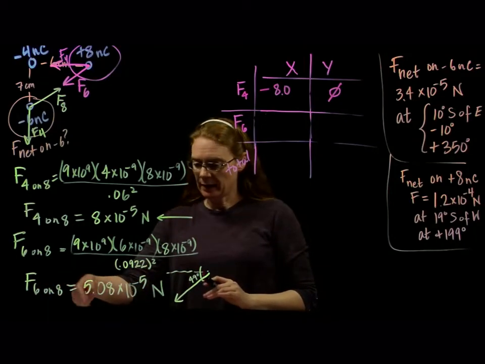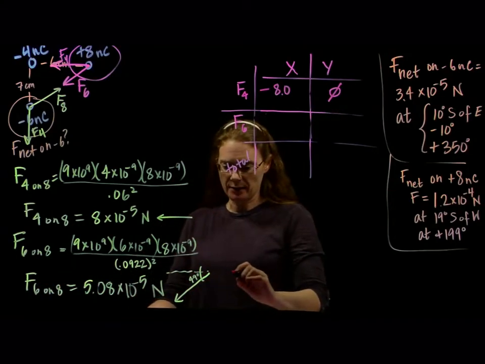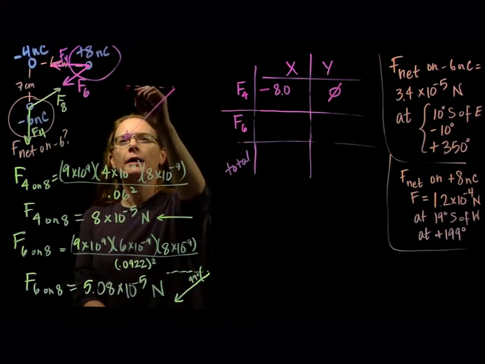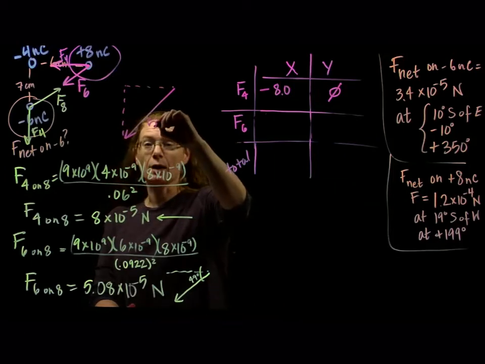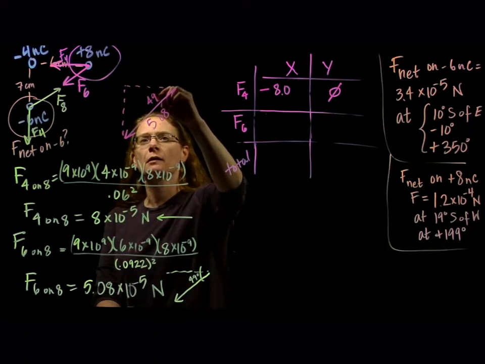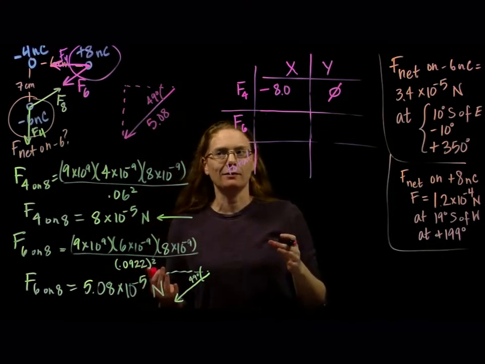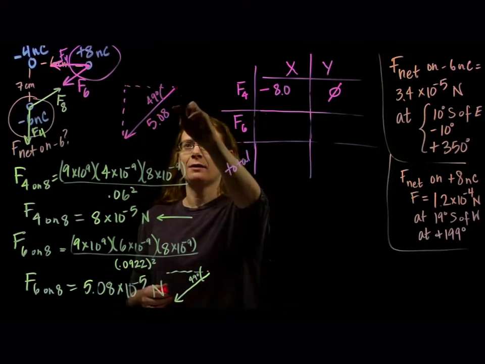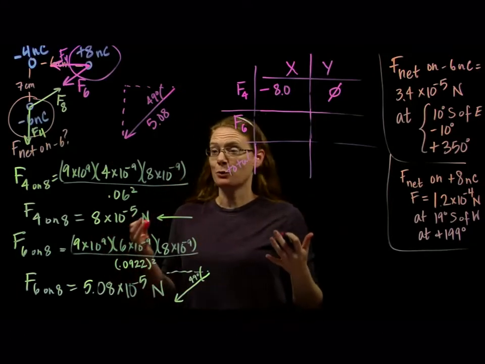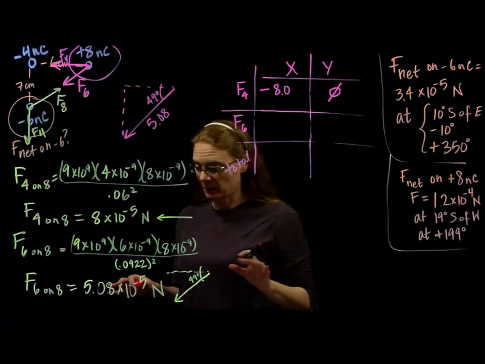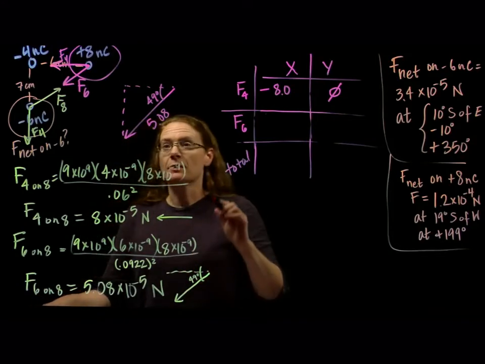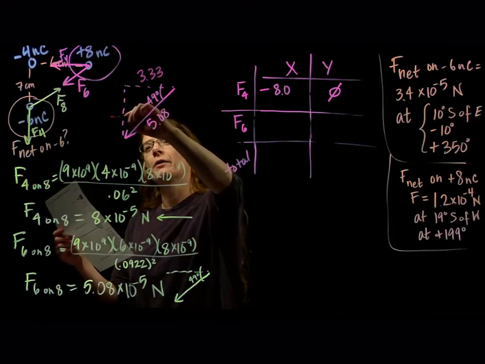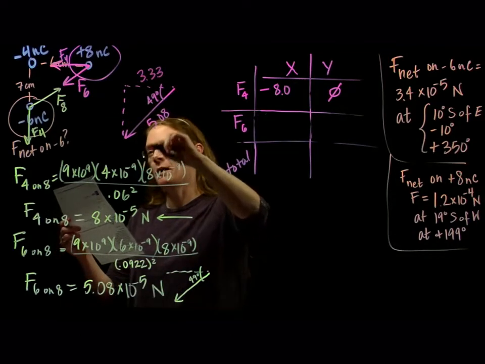The 6 on the 8. Now we have something like this, and as I did before, I have to figure out what its components are. 5.08, 49 degrees. I already did this triangle. I just had it going this way. It doesn't matter if we're drawing it this way or this way. The size of those two sides is going to be exactly the same. Which means that I'm going to have, in the x direction, 3.33, and in the y direction, 3.83.